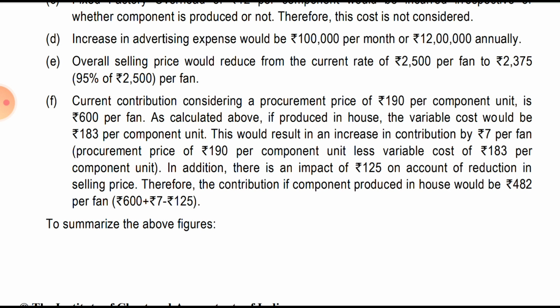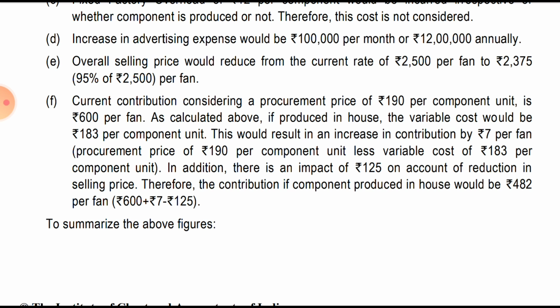If the component is produced in-house, the variable cost would be 183. So purchasing from outside it is 190, in-house manufacturing is 183. This would result in an increase in the contribution by 7 per fan, the procurement price 190 less the unit variable cost 183. In addition, there will be an impact of 125 on account of the reduction in the selling price.